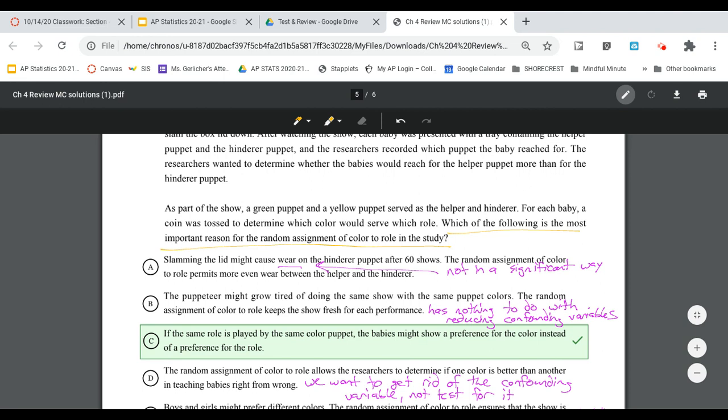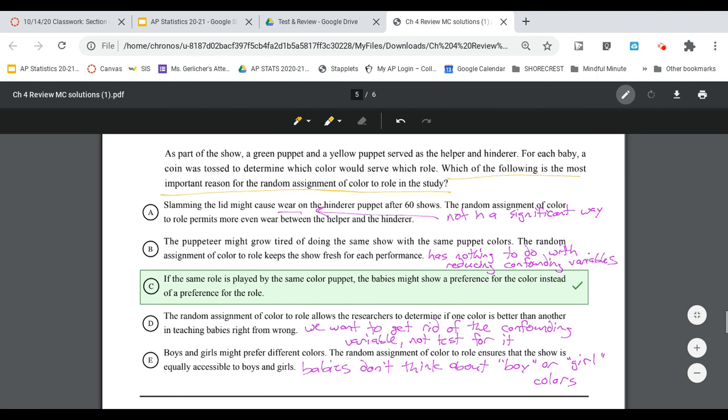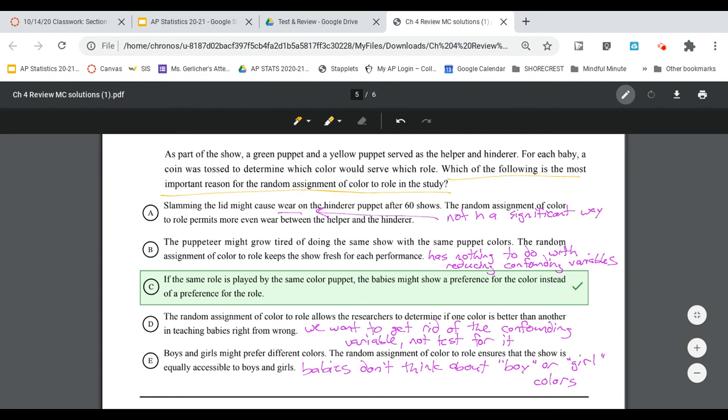We want to make sure that the babies are choosing the puppet because they understand or don't understand that one is a good guy and one's a bad guy. We don't want them to be biased by the color of their puppet. On a side note, the better way to handle this is just have both puppets be the same color. It seems silly to have them be different colors and then randomly assign them, but whatever. So we want to make sure it's a confounding variables issue. We want to make sure that we are not getting mixed up between color of the puppet and whether they are doing good behavior or bad behavior.